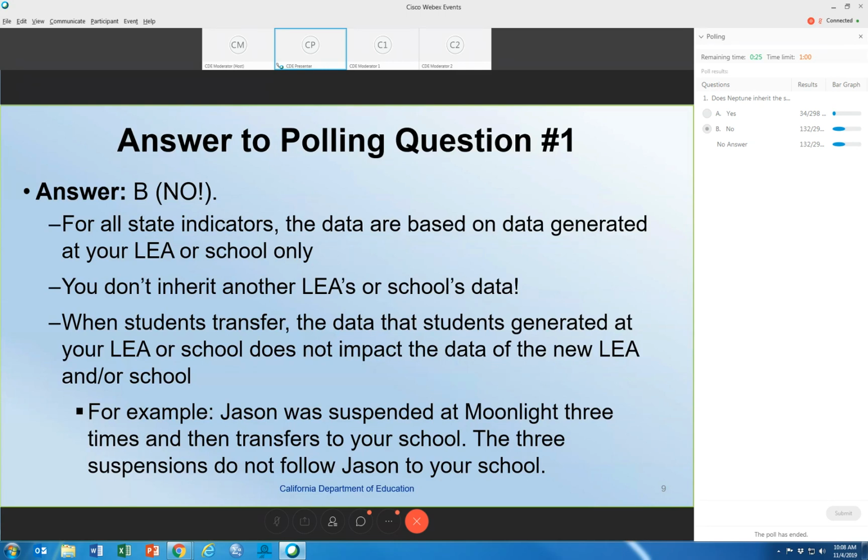We do have an example for you here. Jason was suspended at Moonlight 3 times and then transferred to your school. The 3 suspensions do not follow Jason to your school. They remain at Moonlight, but they do not follow Jason to the new school. He gets a fresh start.